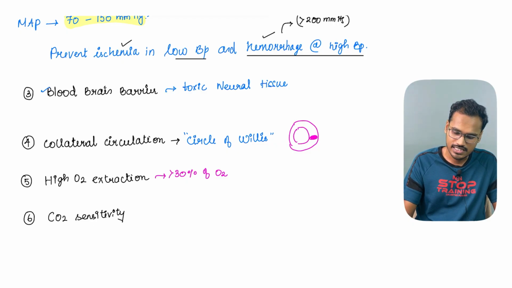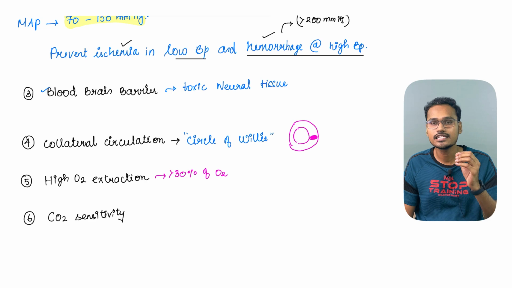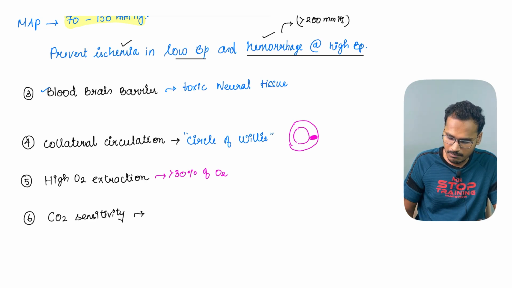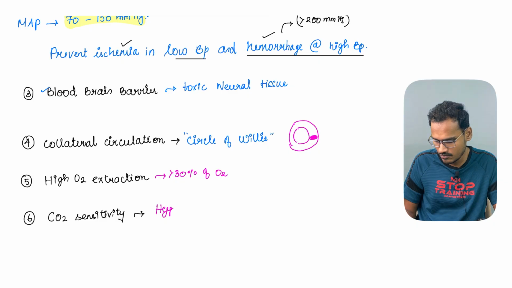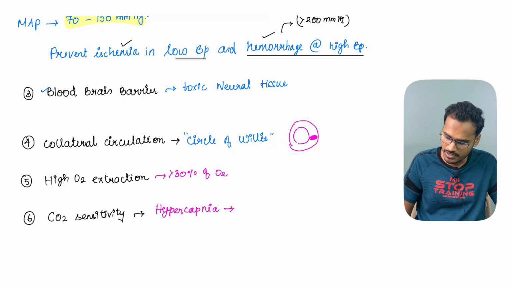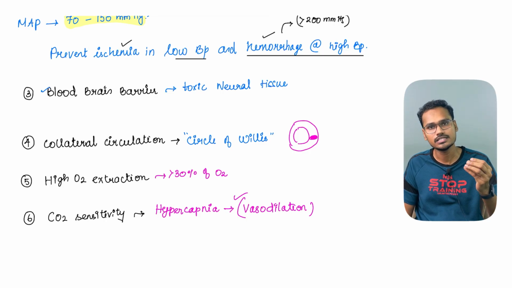Then CO2 sensitivity. Cerebral blood flow is highly responsive to CO2. Whenever any patient is having hypercapnia, that is increased CO2 levels, it is a heavy stimulant for the central nervous system, especially the respiratory centers. This hypercapnia will cause vasodilation, and it stimulates the respiratory center also. So it causes vasodilation because of the metabolite, that is the CO2.